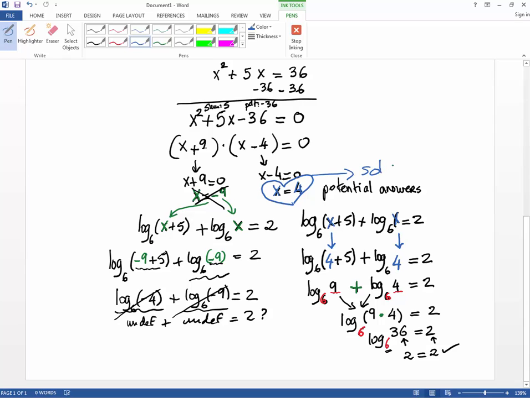So our solution set is only taking 4 in, and negative 9? No, we cannot take negative 9. It's not an answer. So only 4 is our solution here.